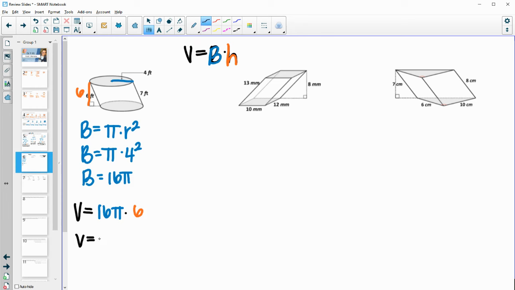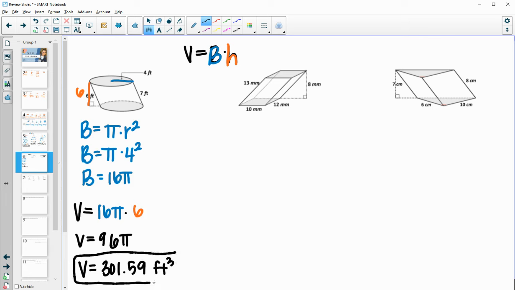So then we can just multiply those. If you multiply the 16 and the 6, you could write this volume in exact form of 96 pi. So then 96 times pi, you could actually multiply that out to get the decimal version of this, which is 301.59. And then again, volume is in cubic units, so feet cubed. So if you need to leave it in exact form, you can. This one asked for to the nearest 2 decimal places, so we'll just multiply that pi in.